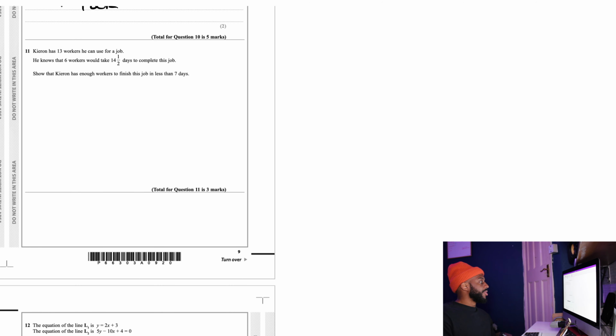So that second line, we're going to work out how many days of work is being done if it was 1 worker, for example. So we're going to do 6 times 14.5. That's going to give us 87 days. So we know if one worker was to do it, that's 87 days of work. But Kieran has 13 workers, so we're going to divide that by 13. So once we divide that by 13, we're going to get 6.69 days. So yes, he would be able to complete it in less than 7 days.